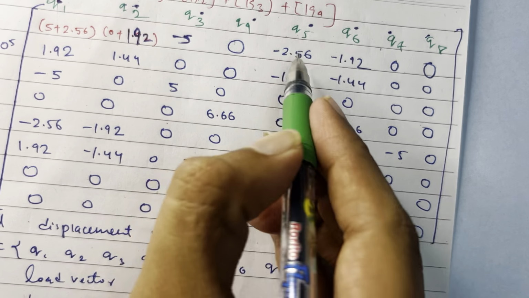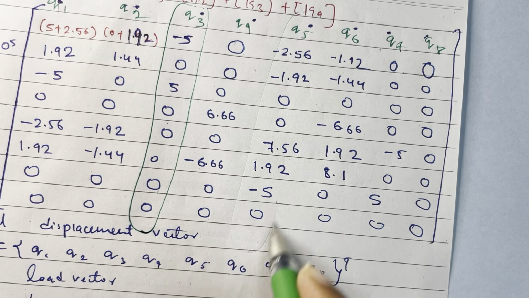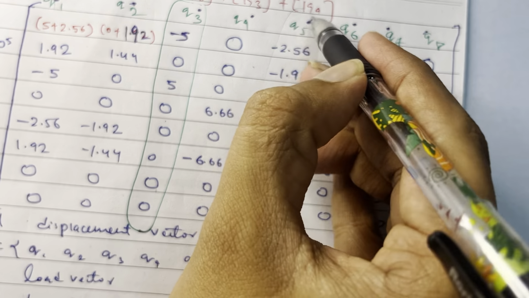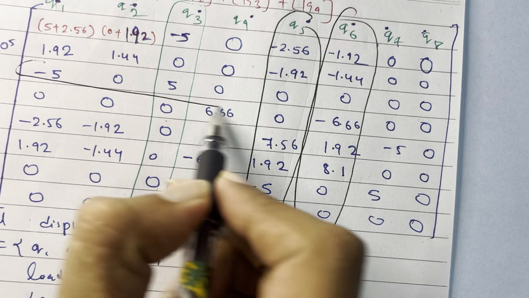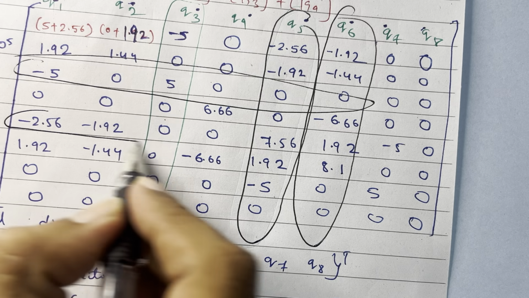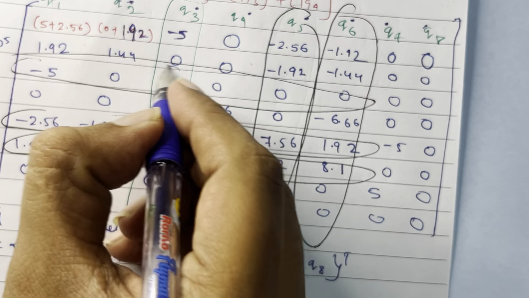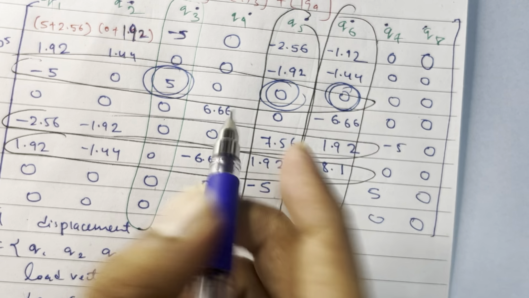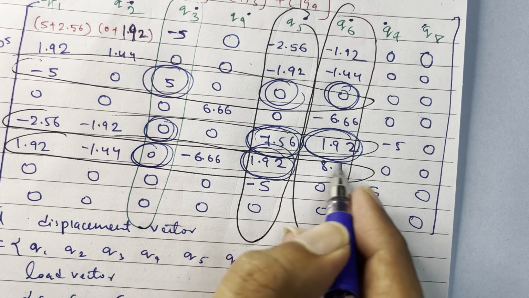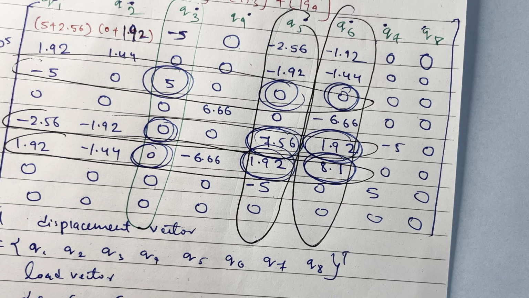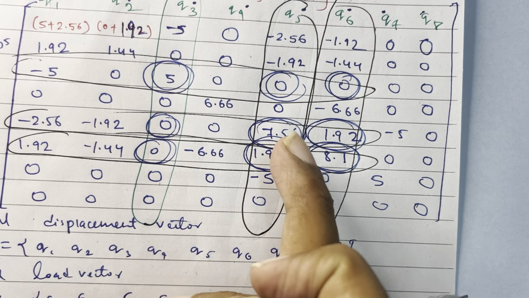Here you just check it, we have to calculate this q3. I want this one, I want this one, and I want this one. Similarly here I want q3, q5, q6. So only we have to write this: 5, 0, 0, 0, 7.56, 1.92, 0, 1.92, 8.1. After elimination only we are getting these 9 elements with q3, q5, q6.